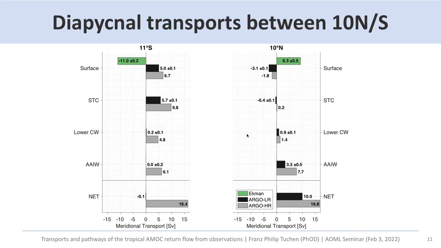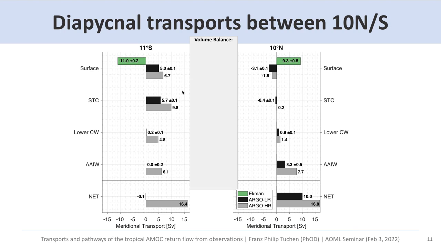Okay, and now coming to the first main result that we found. So this, as I mentioned, the initial motivation for the study. We just now repeated the analysis before, but now covering the whole basin. So we integrated the transports for each layer at both sections across the whole basin, and also including now again the Ekman transport at the surface across the whole 11 south and 10 north sections.